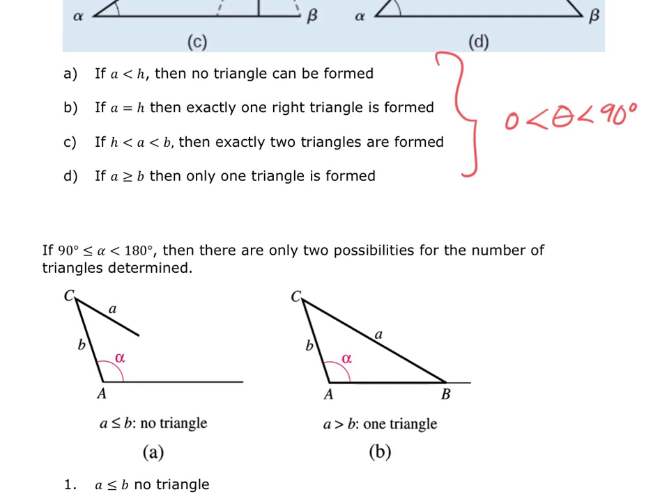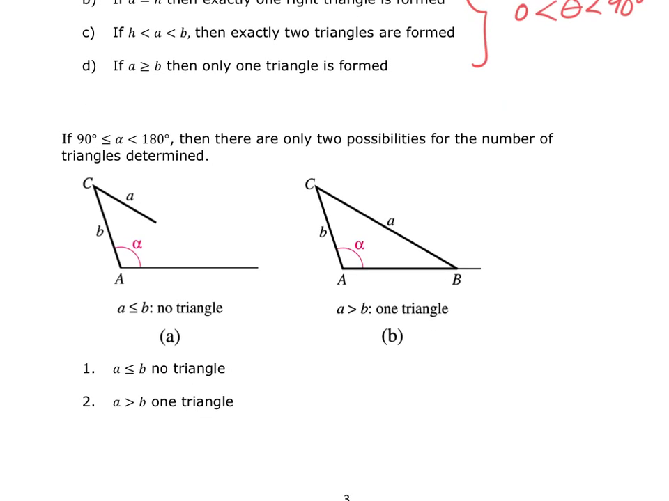All right, so let's actually do some problems. Let's talk about this. When we have an angle between 90 and 180, the first case is, of course, that a is less than b, and I'm given some angle opposite the side. If that happens, there's no way that triangle is going to form, and I don't even have to talk about h on these. If a is less than b and my angle is bigger than 90 degrees, I have no triangle.